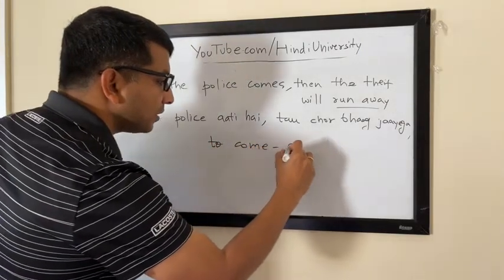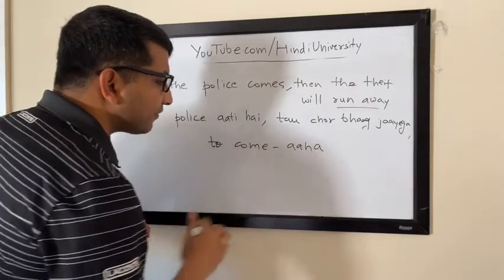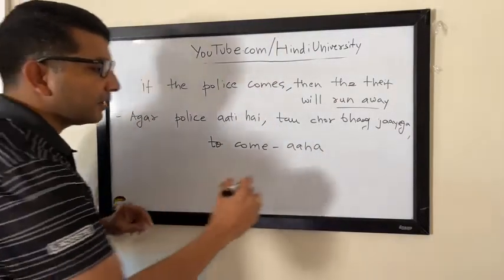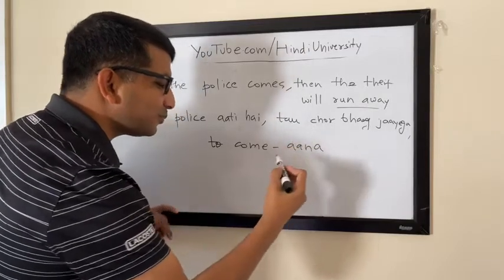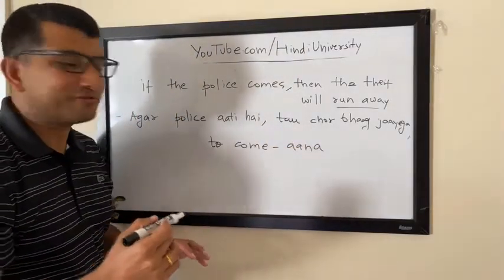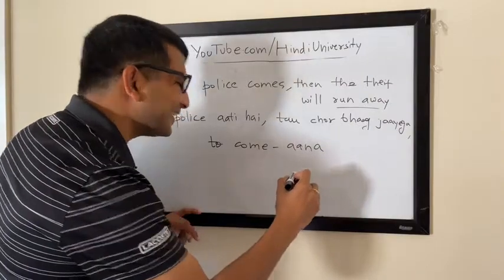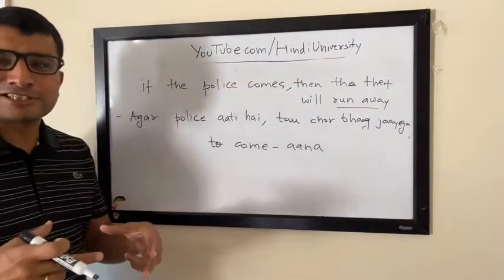Anna. What is the past perfective form of Anna? Is it a male police or a female police? Police is generally feminine here, even if a male police officer comes. The unit is considered feminine.